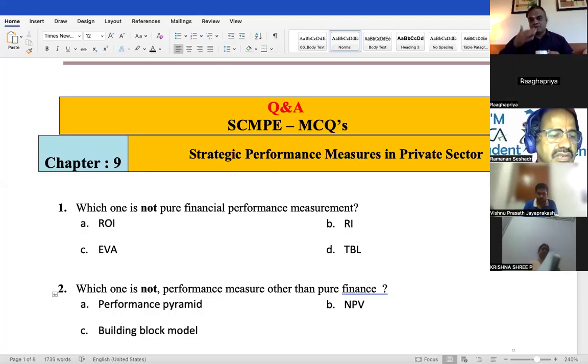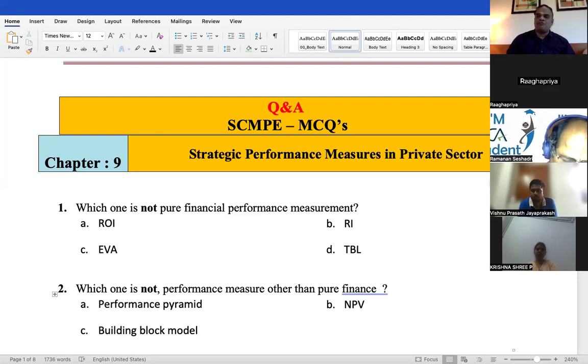Chapter 9, strategic performance measurement in private sector. With respect to private sector, they are earning profit. How we have to measure the performance of the private sector for the MCQs.